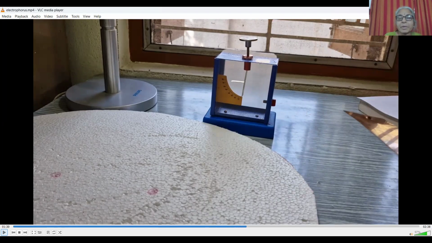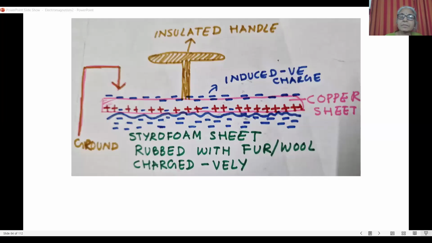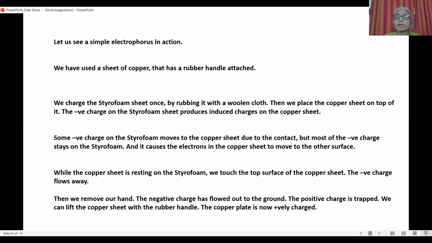Okay, so you can keep repeating it. You only rub the styrofoam sheet once, but you can use induction and charge the copper plate again and again. So this is the electrophorus. So this is an interesting instrument or a machine which was used extensively at one time by our early scientists.